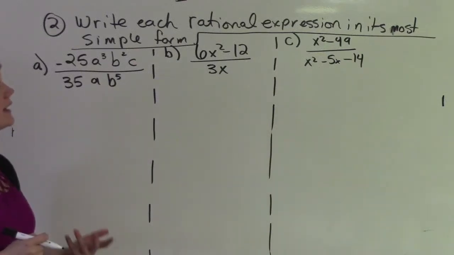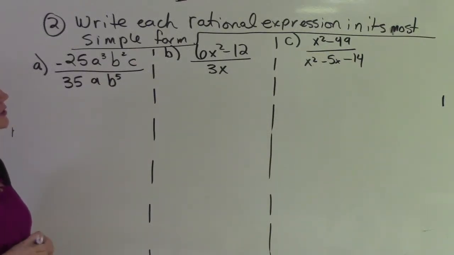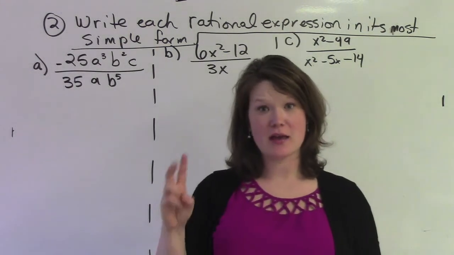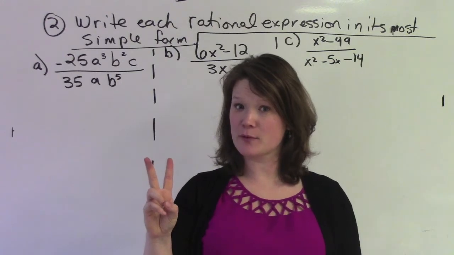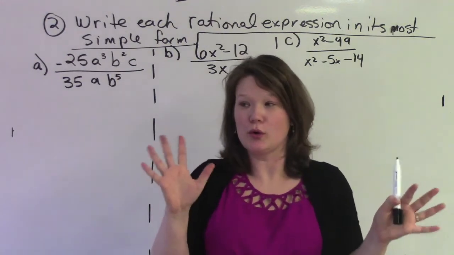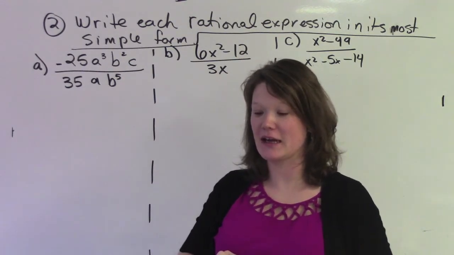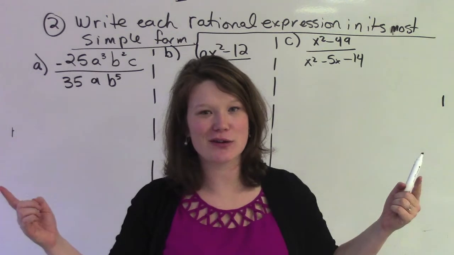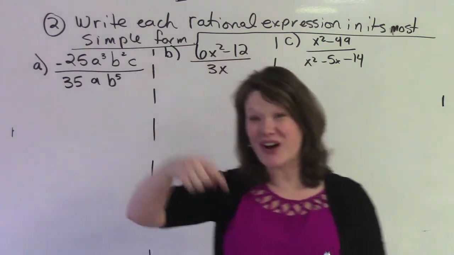Example number 2, write each irrational expression in its most simple form. The way that we do this is we first factor, then we state our non-permissible values, and then we cancel. Very exciting. I know in the beginning of the year you guys didn't like canceling so much, but I want to show you why canceling is awesome.